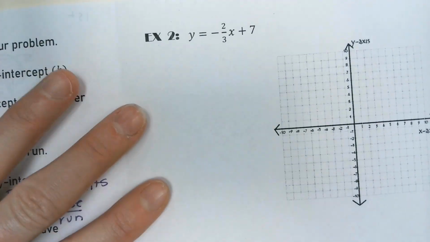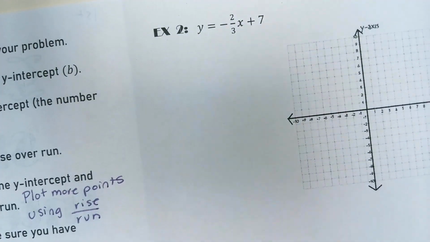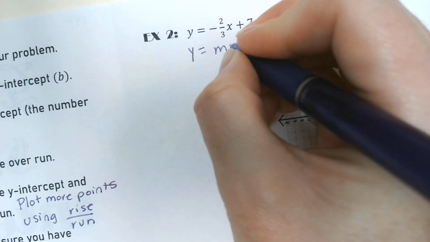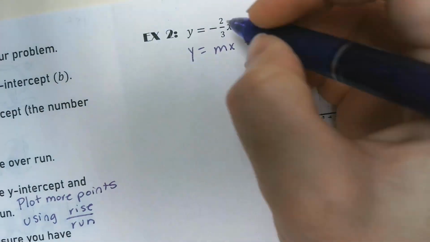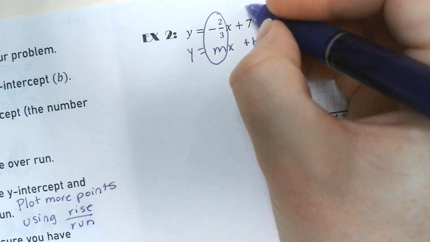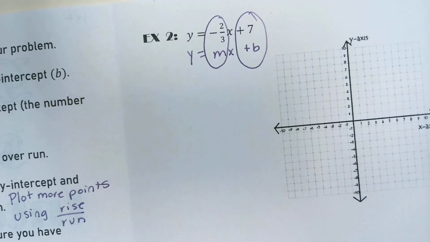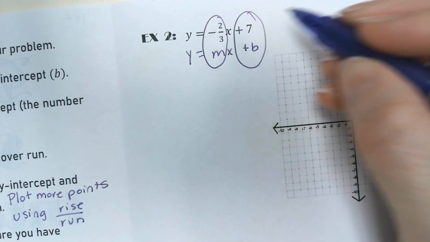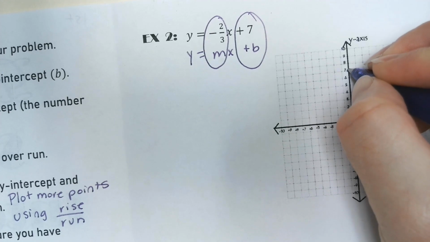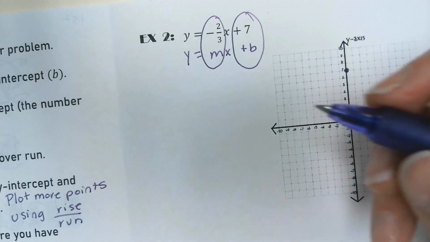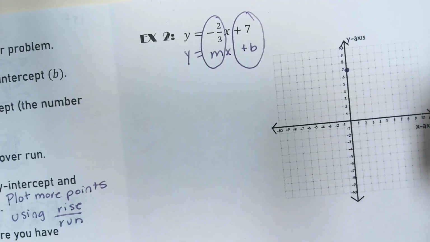Okay, let's go to example 2. Refer back to your steps. And go ahead and... Okay, so the steps say y equals mx plus b. Circle your m. Circle your b. Do your y-intercept first. So our y-intercept should be at 7. So go to your y-axis, go to 7. Plot a point. If it was -7, we'd go down to 7. So all of our examples today are positives.